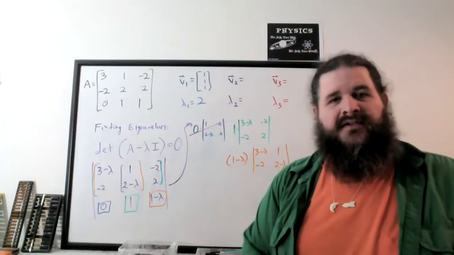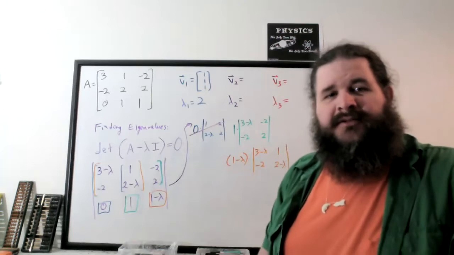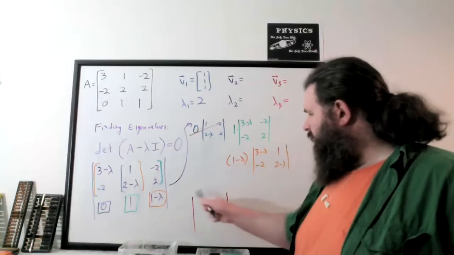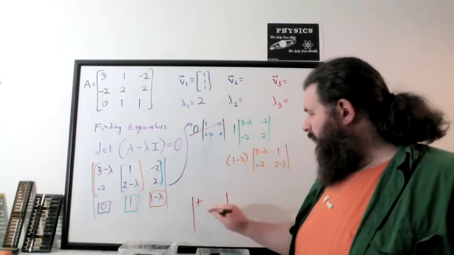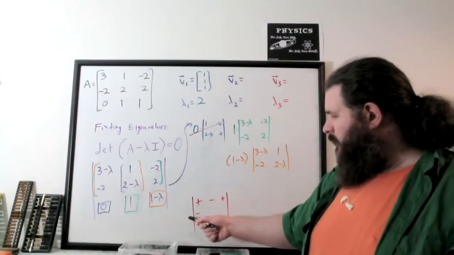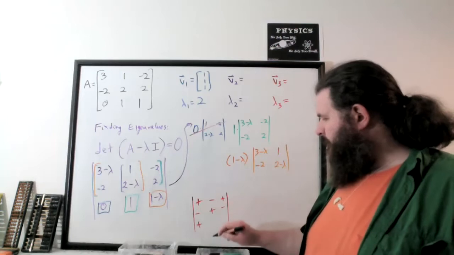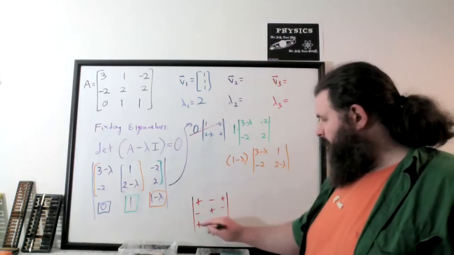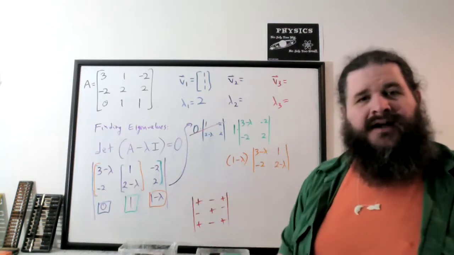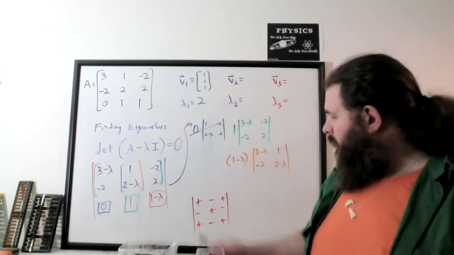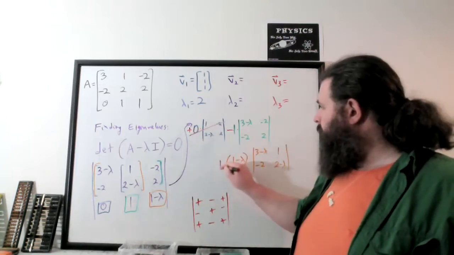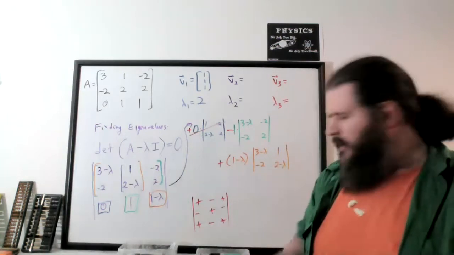Also, the way the determinant is defined involves alternating plus, minus, plus, minus. If you're looking at the first row or first column, you start with plus and then expand outwards from there. If you're looking at the second row or second column, you start with minus. Third row or third column, you start with plus. So if you imagine a checkerboard, starting with the plus at the top left and expanding outwards from there, this third row we're going to start with a plus. So plus, minus, plus. And let's see what that works out to.